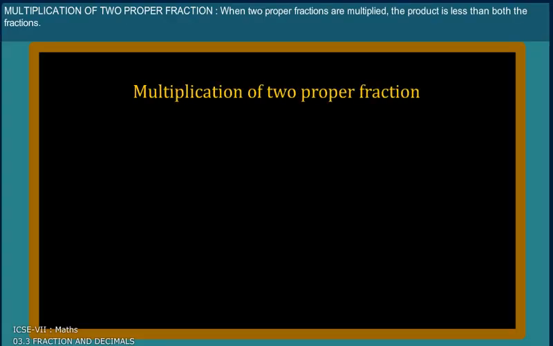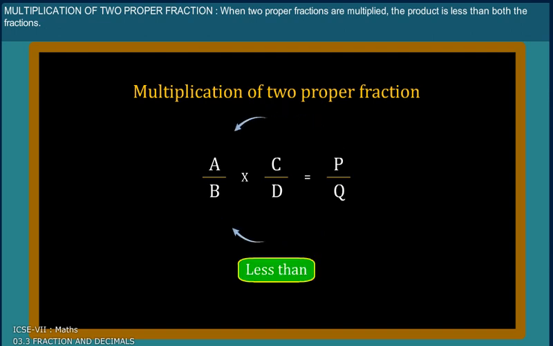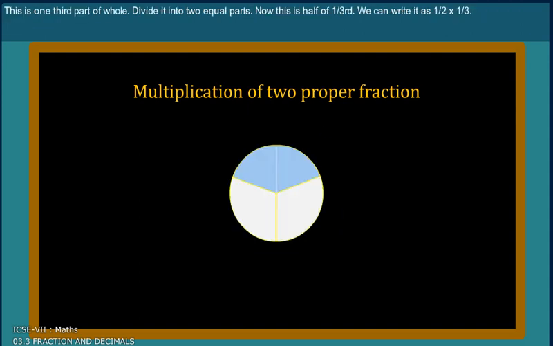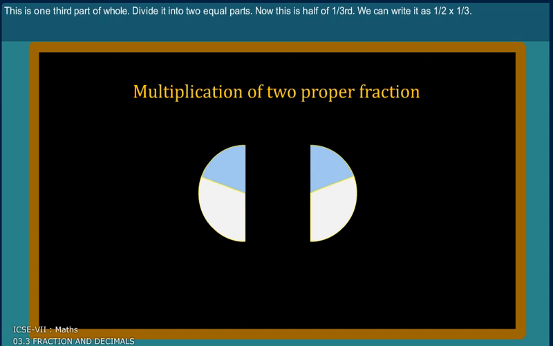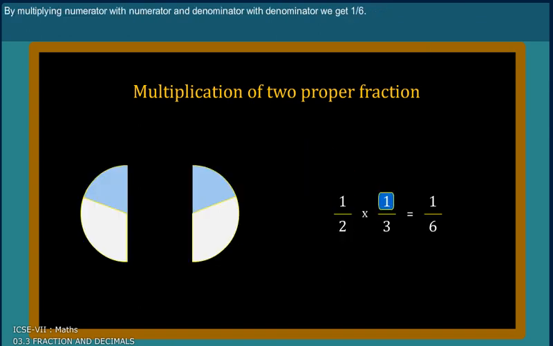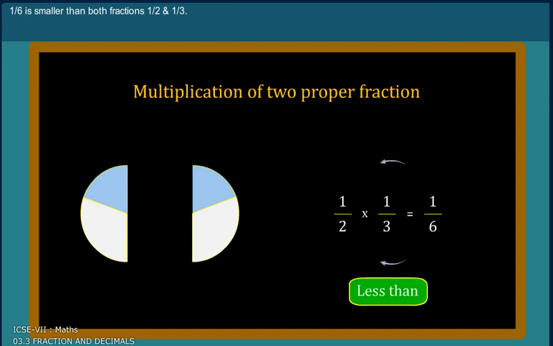Multiplication of two proper fractions. When two proper fractions are multiplied, the product is less than both the fractions. This is 1/3 part of whole, divided into 2 equal parts. Now this is half of 1/3. We can write it as 1 by 2 multiplied by 1 by 3. By multiplying numerator with numerator and denominator with denominator, we get 1 by 6. 1 by 6 is smaller than both fractions 1 by 2 and 1 by 3.